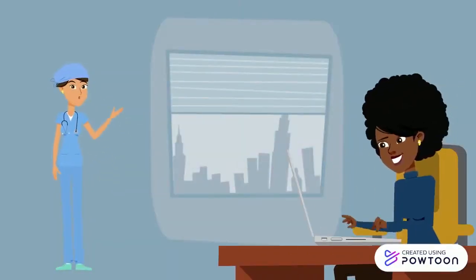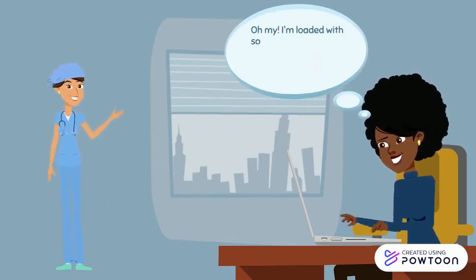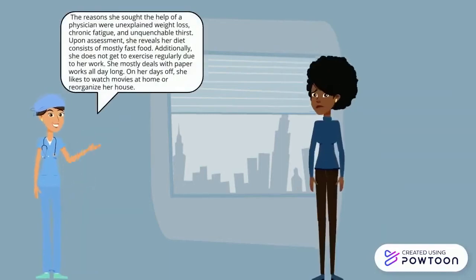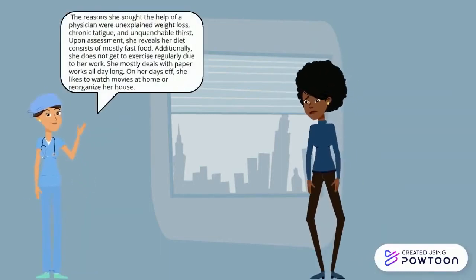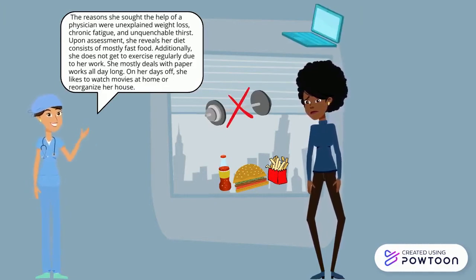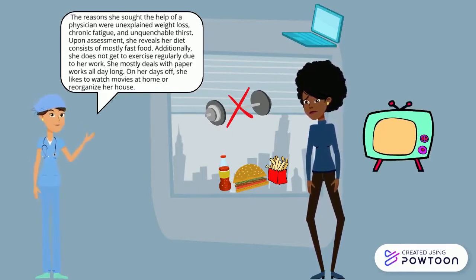Alexia, a 35-year-old female office secretary, was recently diagnosed with diabetes mellitus type 2. The reasons she sought the help of a physician were unexplained weight loss, chronic fatigue, and unquenchable thirst. Upon assessment, she reveals her diet consists of mostly fast food. Additionally, she does not get to exercise regularly due to her work. She mostly deals with paperwork all day long. On her days off, she likes to watch movies at home or reorganize her house.